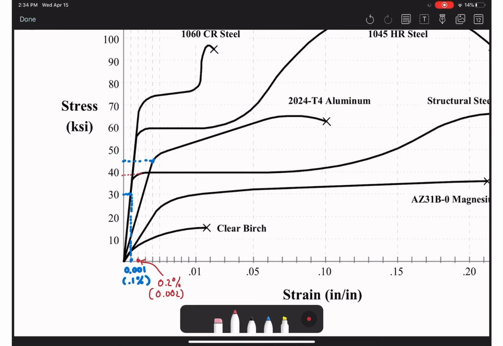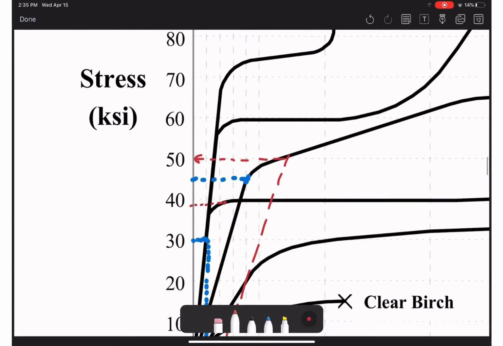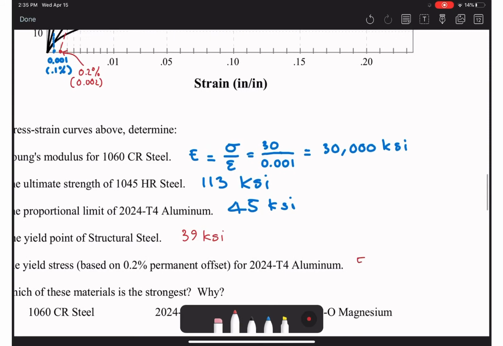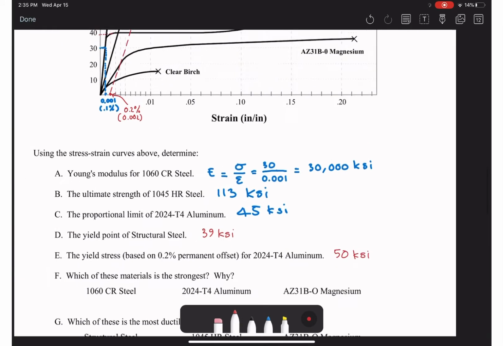And make a line parallel to the aluminum's linear portion, the proportional limit slope. Here a human hand without a ruler, hopefully it's close to parallel. Whatever it cuts on the curve will be the yield stress. That one is about 50 ksi, kip per square inch.